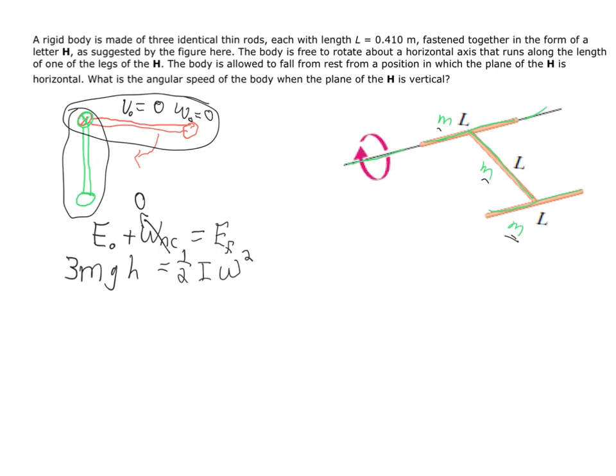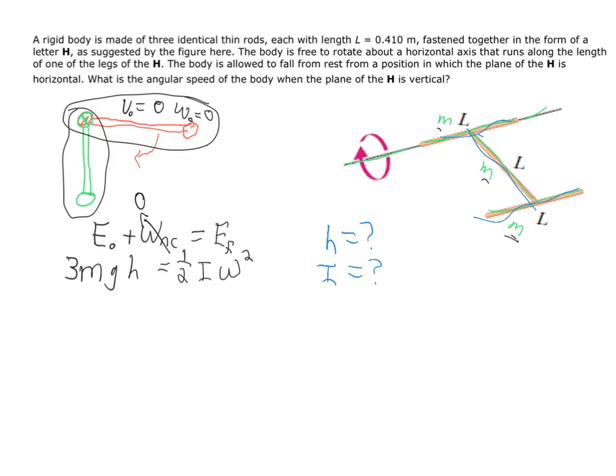So there are two questions we have to ask ourselves, and the real challenge of this problem is in answering those two questions. The first question is, what is h? How far does this thing move vertically? And the second question is, what is I? What is the rotational inertia of this weird H-shaped object? It's actually kind of funny. If you look at it this way, it looks almost just like an eye. So what is the eye of the eye?